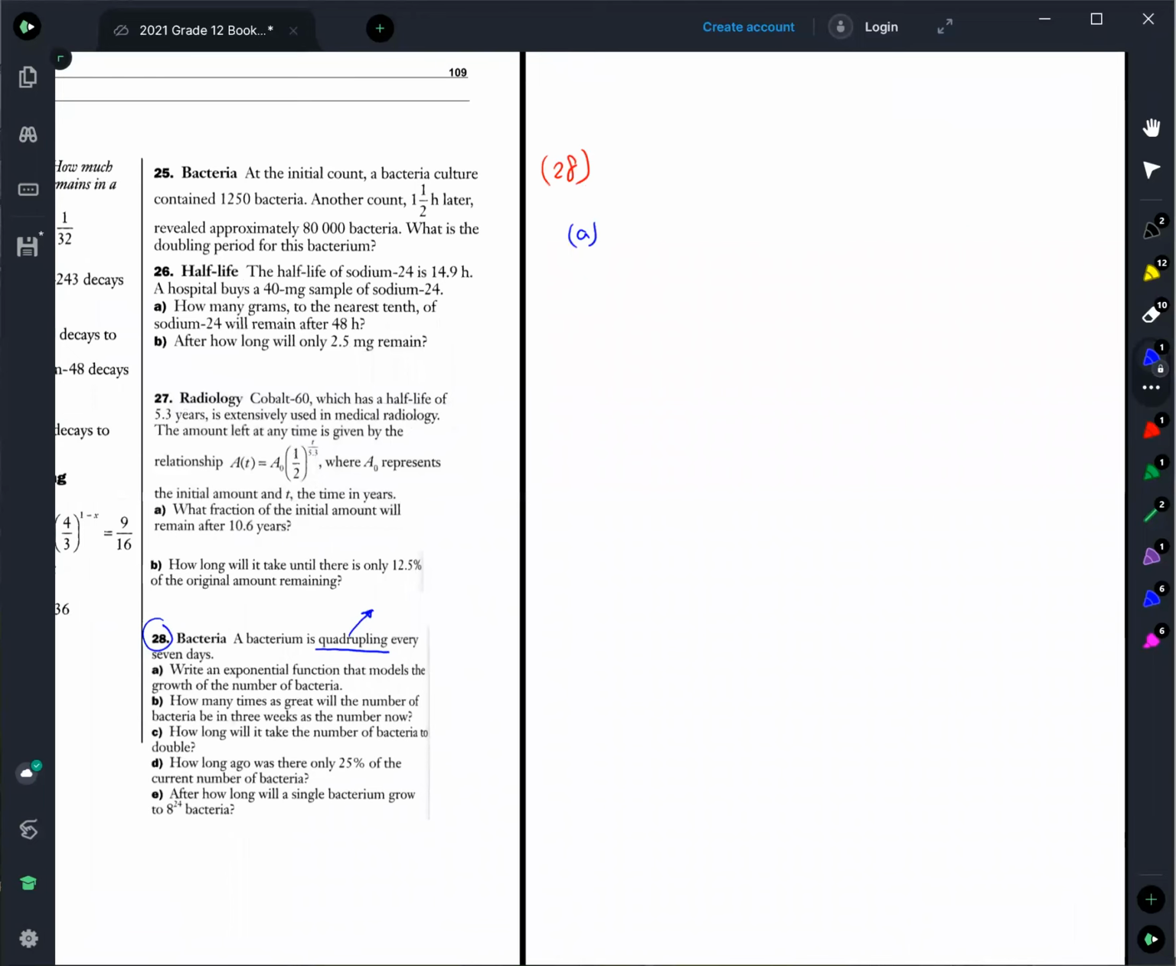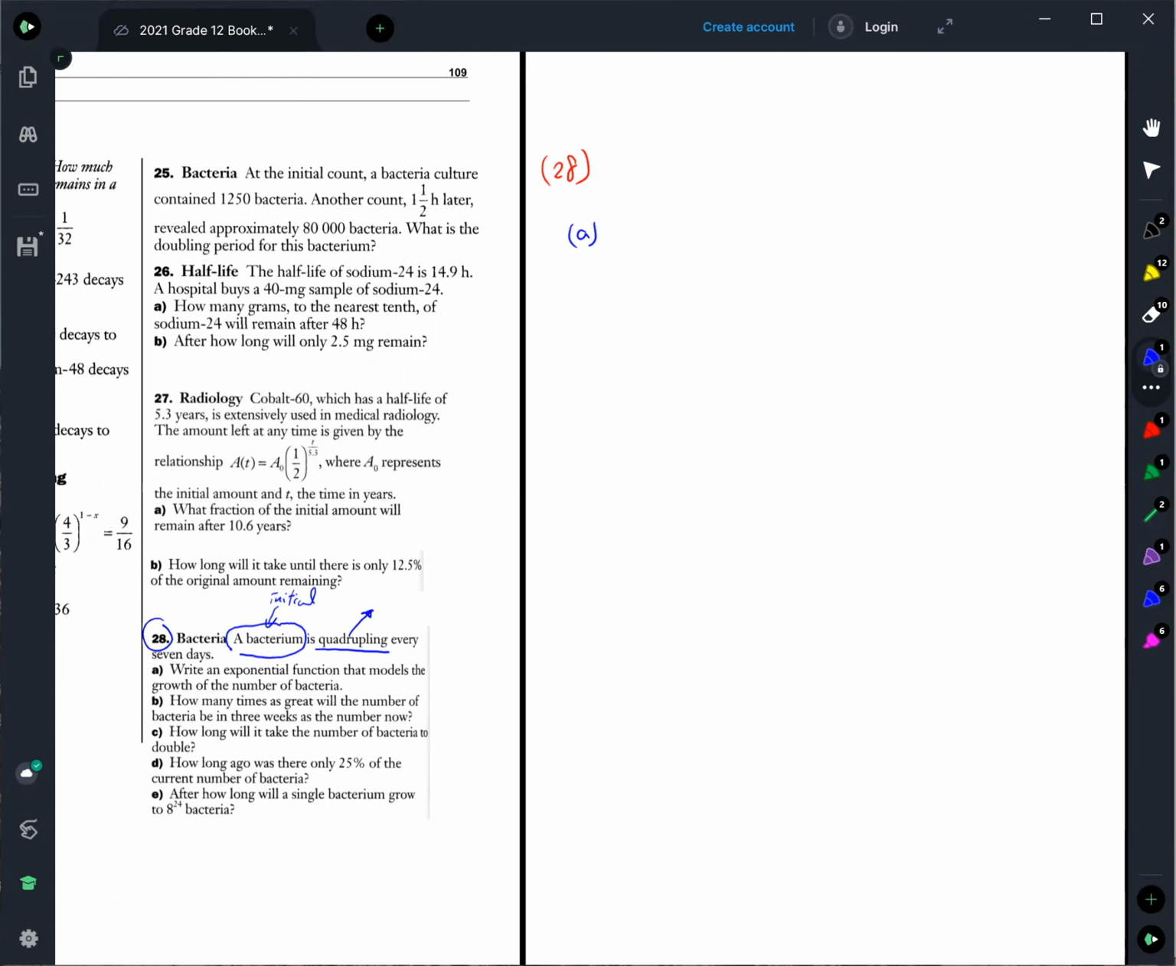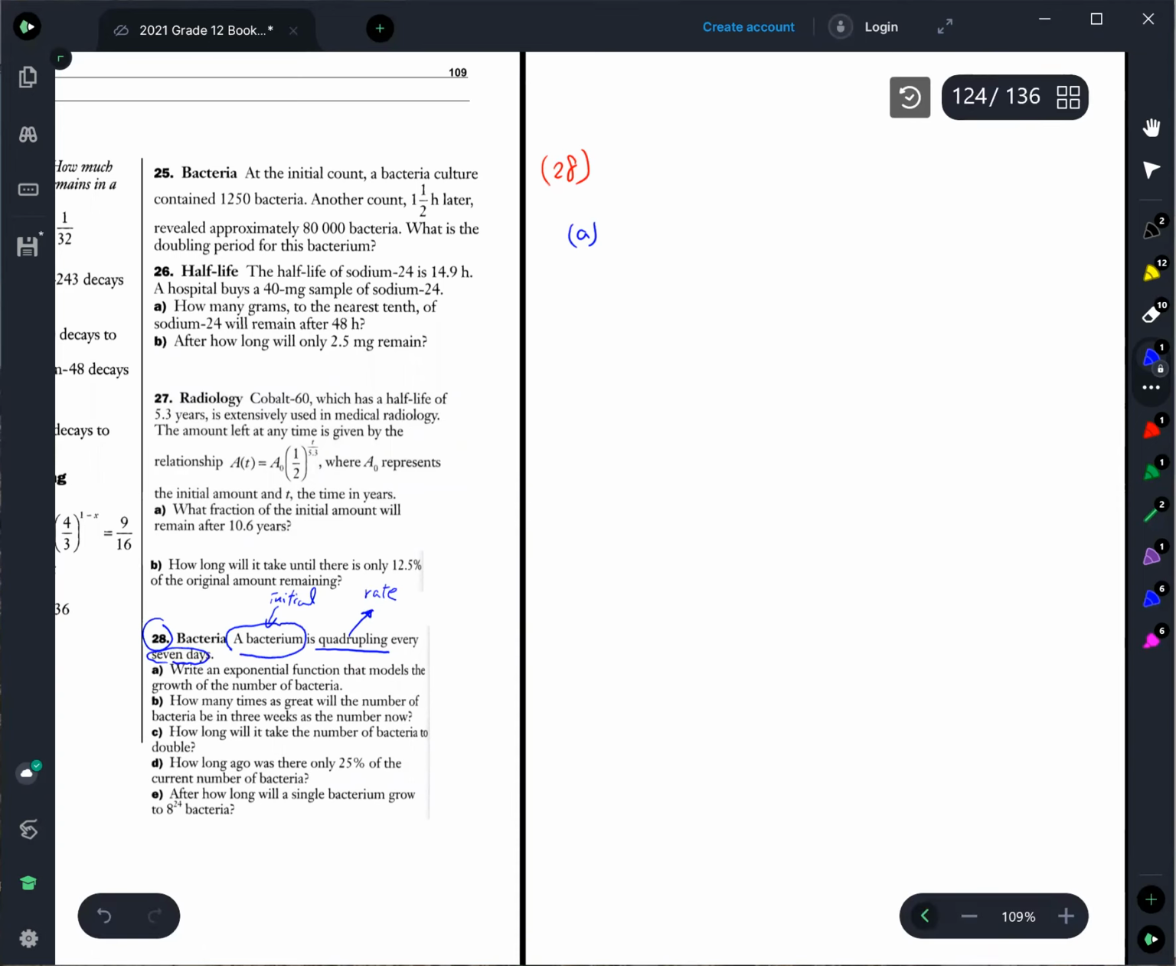So since I mentioned that it's a bacterium, right? Up means one. So you're starting with one. So this is your initial. Okay, quadrupling means gets 4 times every time, right? So this is the rate. And it takes 7 days for that to happen, right? So this is our period. Okay, so when you read the question, you need to think about which number goes where, right? So our formula looks like this, right?